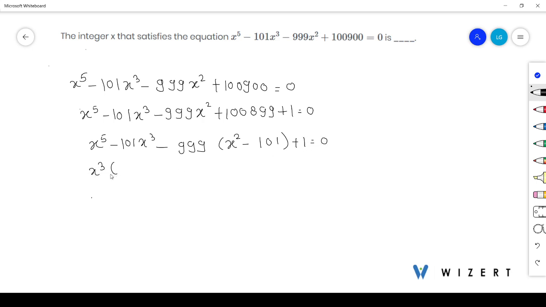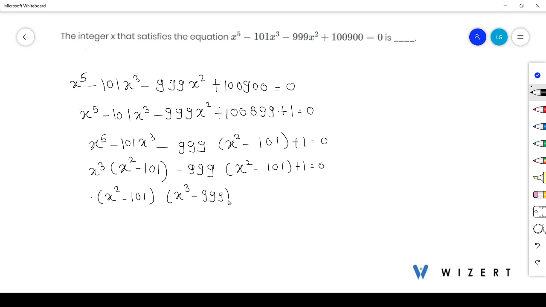Take x cube common from this, so there will be x square minus 101. This minus 999 into x square minus 101 plus 1 equals 0. So x square minus 101, if we take common, there will be x cube minus 999 plus 1 as it is equals 0.